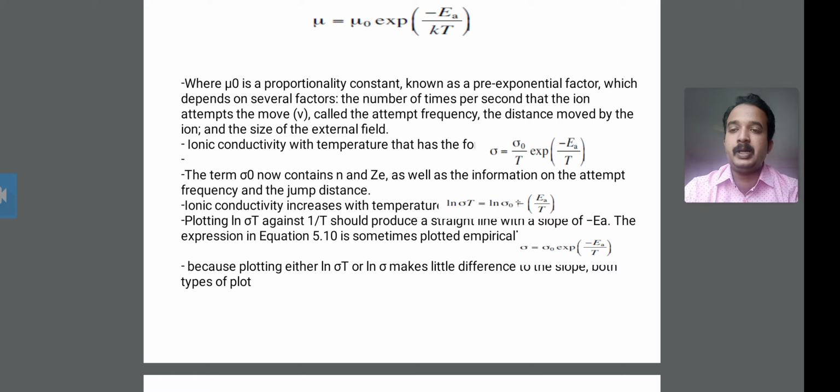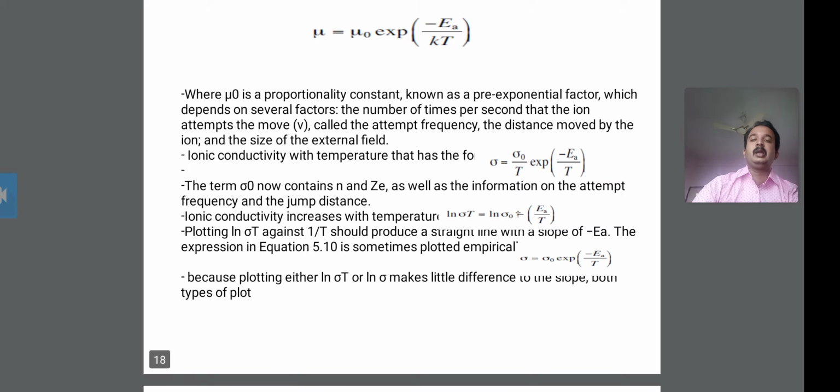Then the ionic conductivity increases with temperature. Therefore, log of sigma T is equal to log of sigma 0 plus (minus) Ea upon T. This is the logarithmic formula showing that ionic conductivity increases with temperature: log of sigma T is equal to log of sigma 0 plus (minus) Ea upon T.